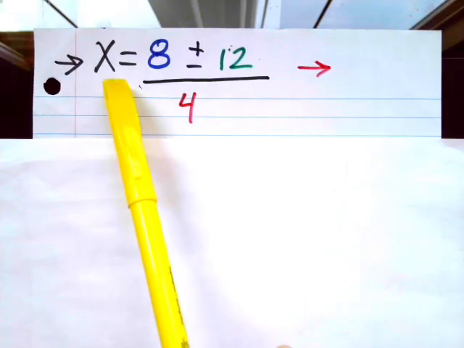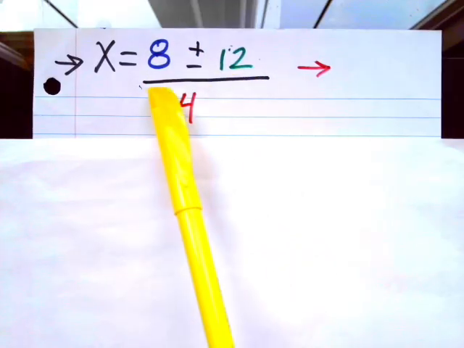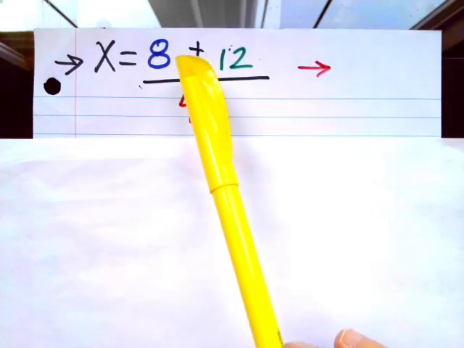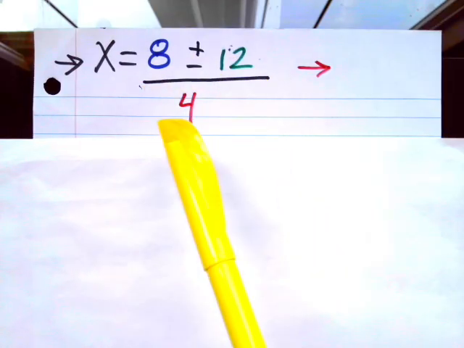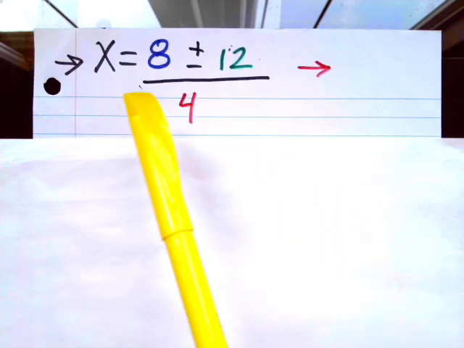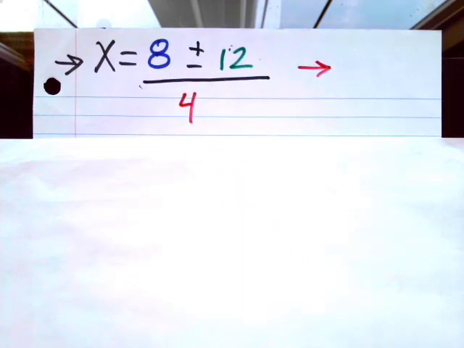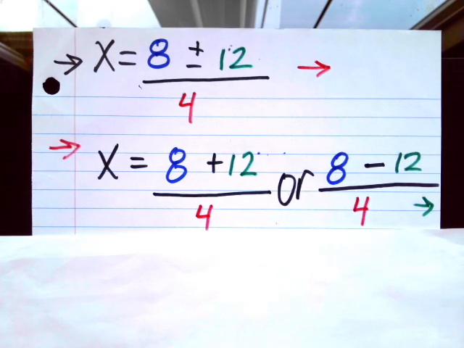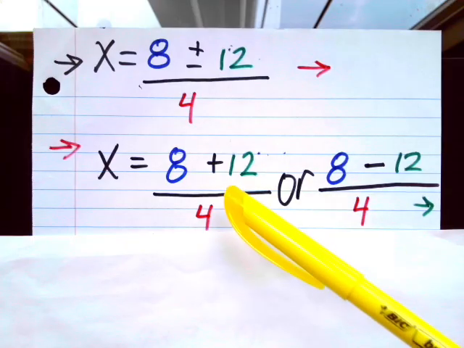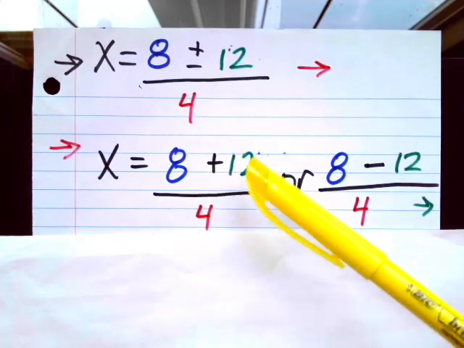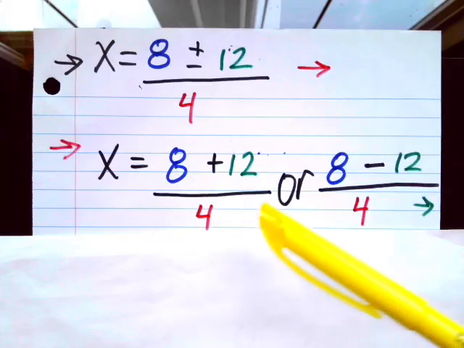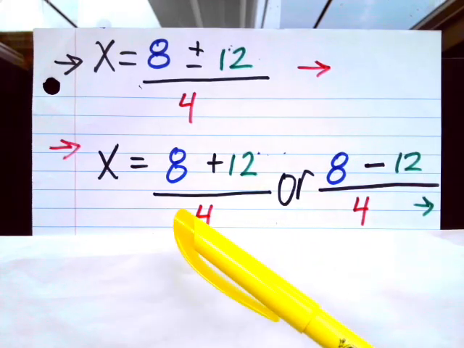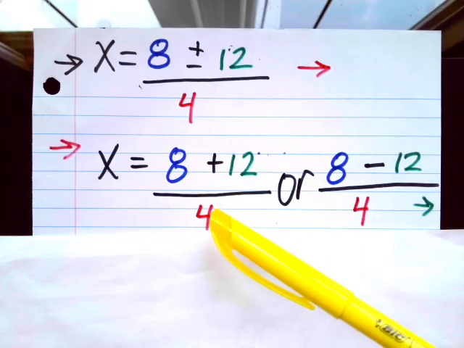So where we left off, x equals 8 plus or minus 12 all over the quantity of 4. So what does that mean? That means 8 plus 12 over 4, and that also means 8 minus 12 over 4. And that's what I'm going to show you here in these next steps. I want to show you how this could be rewritten: 8 plus 12 over 4 or 8 minus 12 over 4. But that 4 is in the denominator of both of those terms.